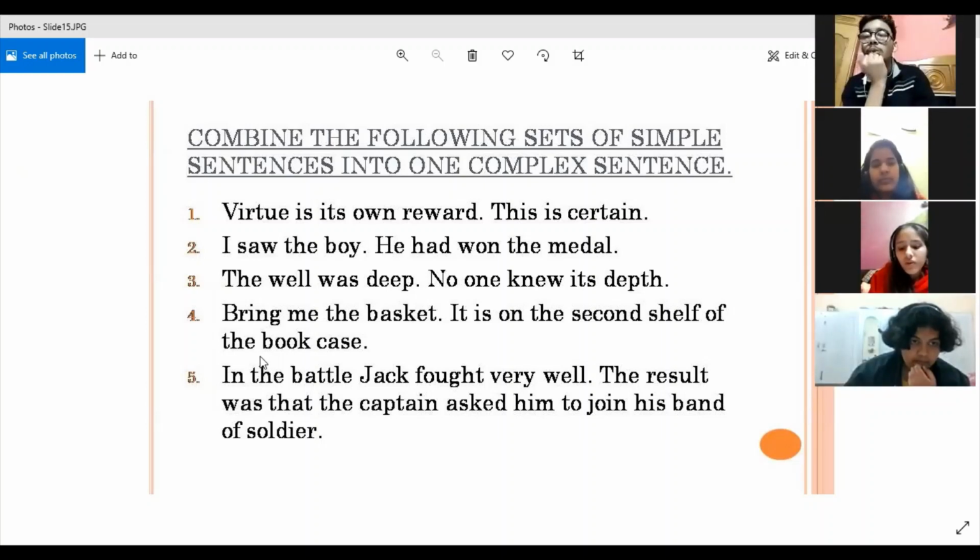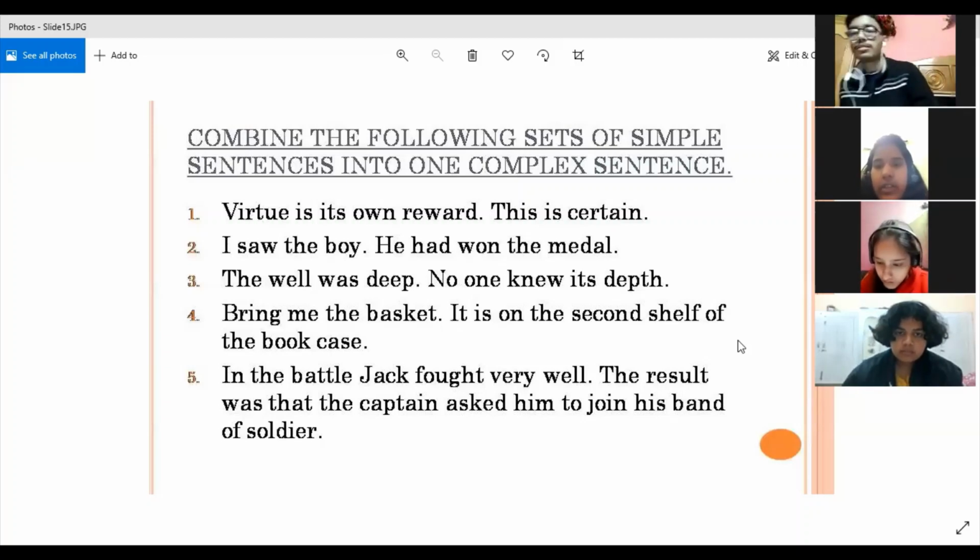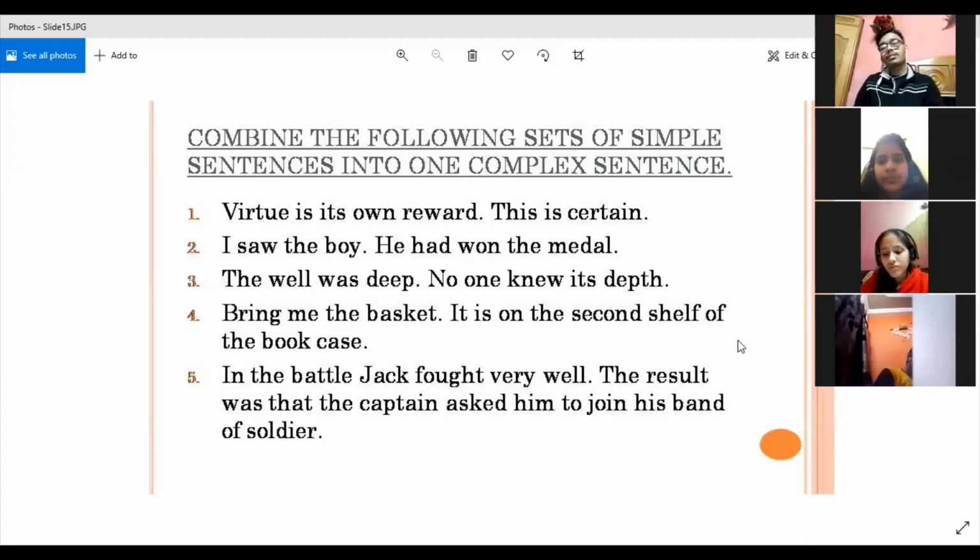Fine. Next, bring me the basket. It is on the second shelf of the bookcase. Shubi? Bring me the basket that is on the second shelf of the case. Yes, which is on the second shelf of the bookcase, or that is on the second shelf of the bookcase. Yes. Fine.